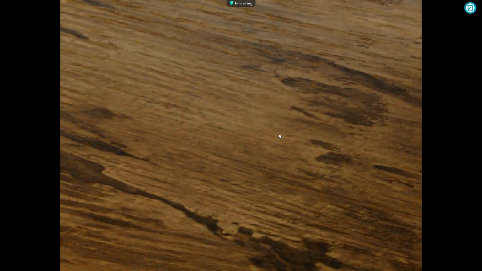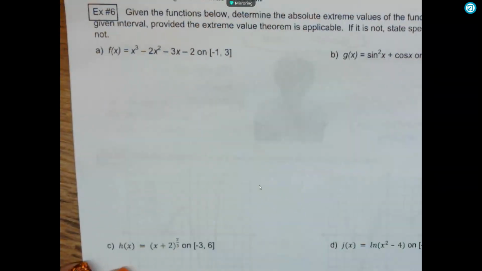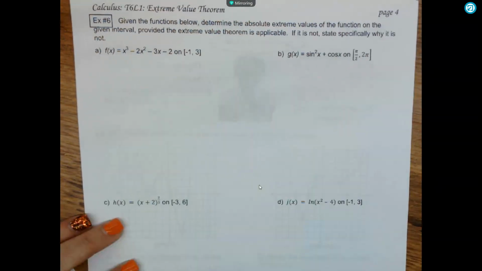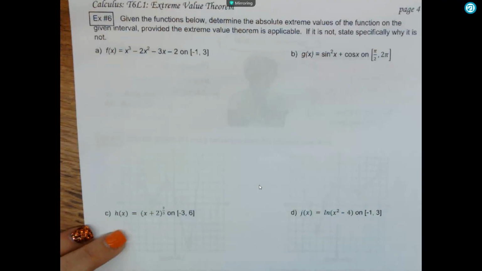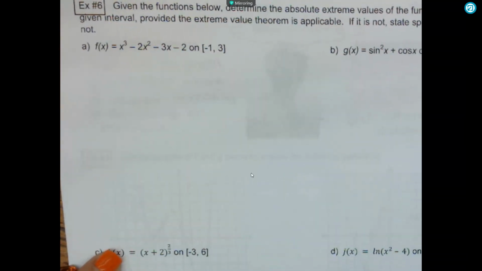All right, last page. Yay! Everybody likes to see the last page. All right, let's look at the first one. Okay, so given the functions below, determine the absolute extreme of the function on the given interval, provided the extreme value theorem is applicable. If it is not, state why it is not applicable.